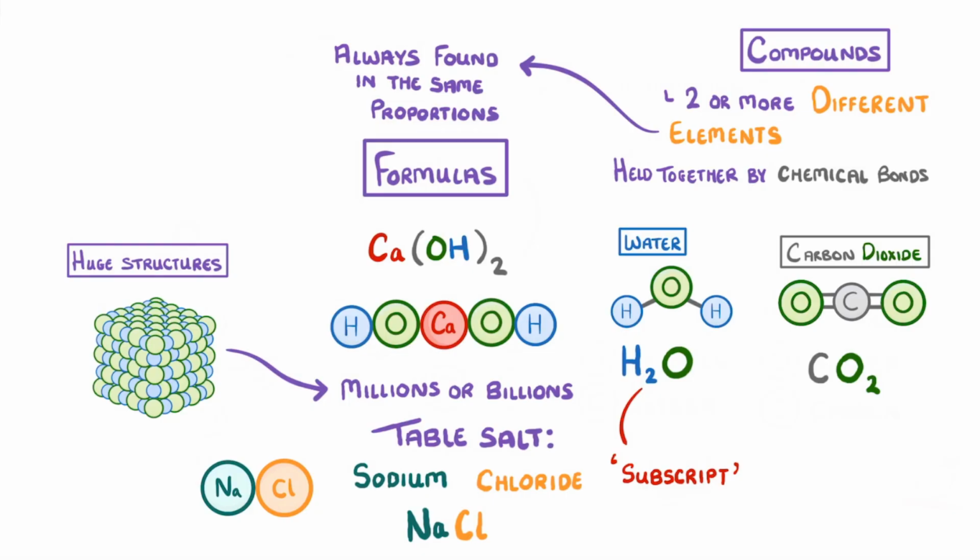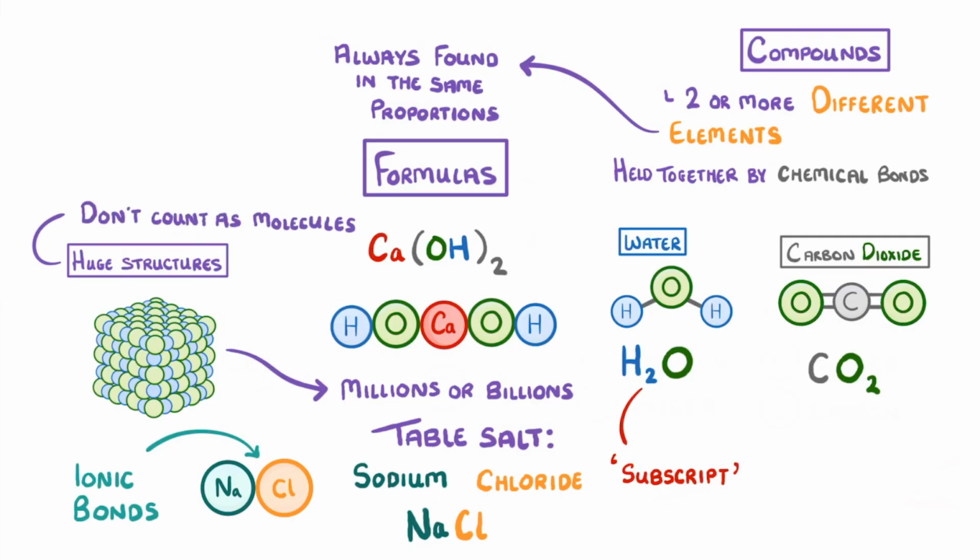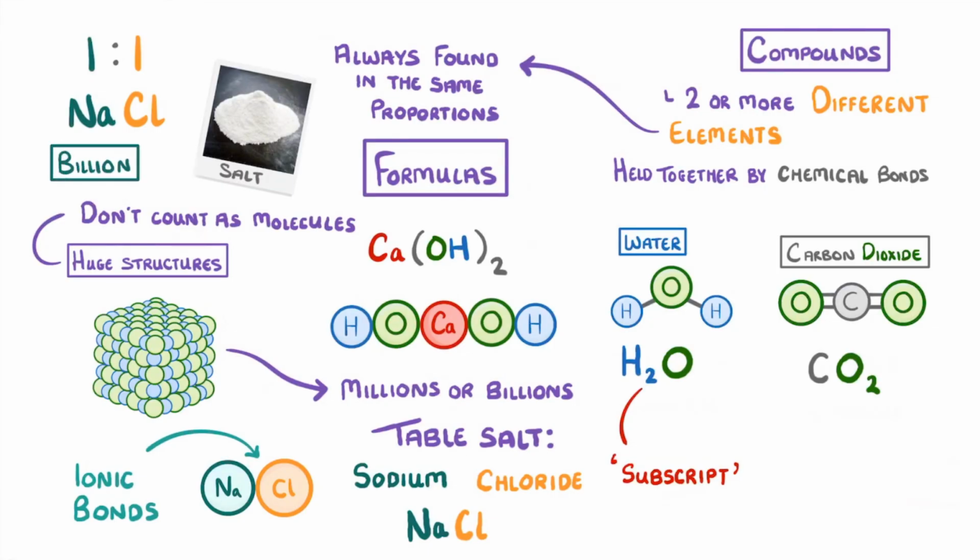We covered the details in another video, but you can generally tell which compounds will form large substances rather than molecules because the bonds between the atoms are ionic bonds. And because they form such large substances, they don't count as molecules. The formula for these non-molecular compounds, though, is still important. It just acts as more of a ratio. For example, with sodium chloride, we can see that sodium and chloride are in a 1-to-1 ratio. So if a crystal of salt contained 1 billion sodium ions, it would also contain 1 billion chloride ions.